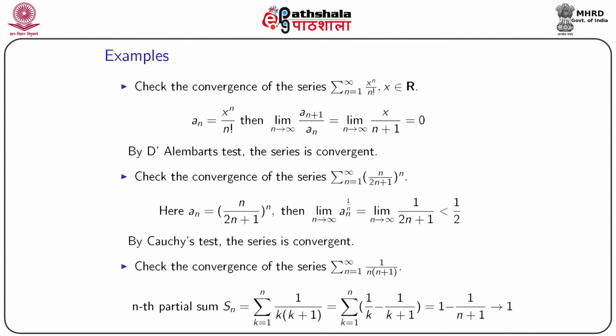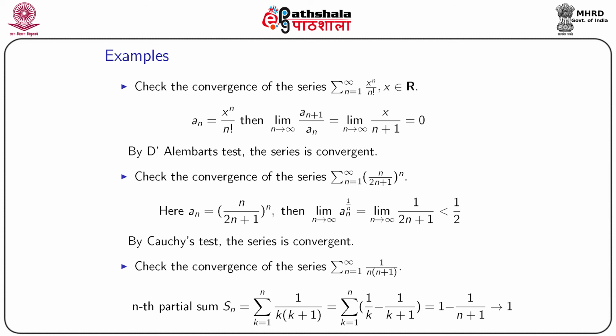As the first example, consider the convergence of the series sum over n from 1 to infinity of x to the power n over n factorial, where x is any real number. Then a_n can be written as x to the power n over n factorial. Now if we take the ratio a_(n+1) over a_n and take the limit as n tends to infinity, it boils down to the limit of x over n plus 1. Now as n tends to infinity, this term goes to 0. So by D'Alembert's test, this series is convergent.